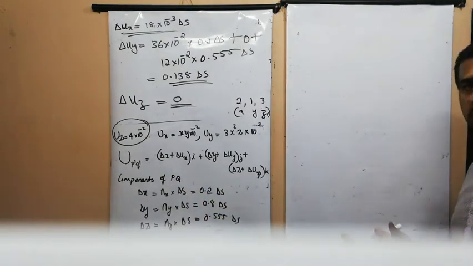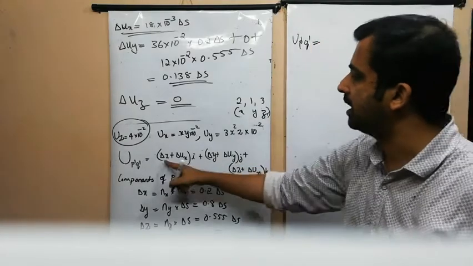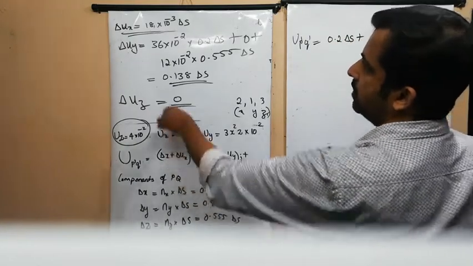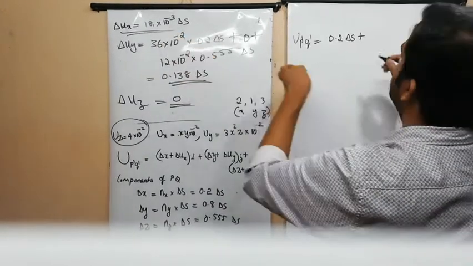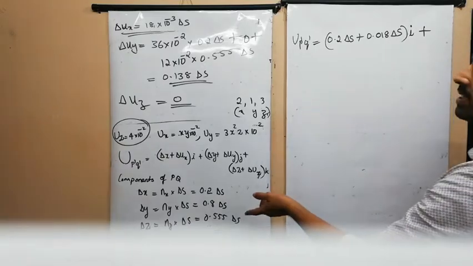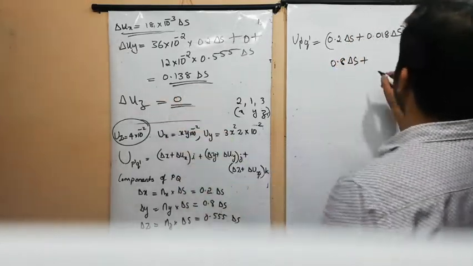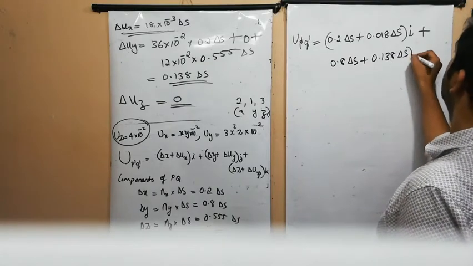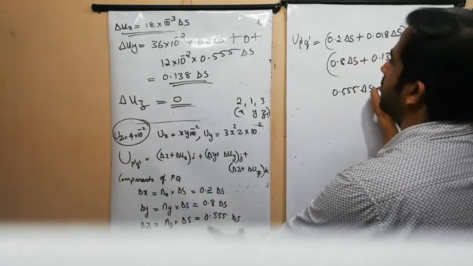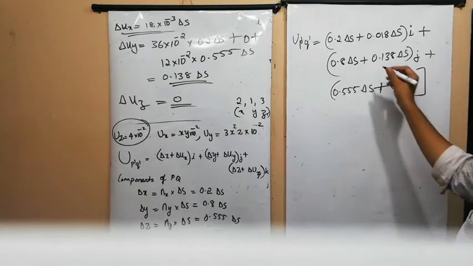What is asked? The new displacement field for P dash Q dash, that is U of P dash Q dash, which is equal to delta X plus delta UX. What is delta X? 0.2 delta S, plus delta UX, which is 18 into 10 power minus 3, that is 0.018 delta S, into I. Plus the next term: delta Y is 0.8 delta S plus 0.138 delta S, into J. Plus the next term 0.555 delta S plus delta U z is 0. That much. This is the final displacement field.